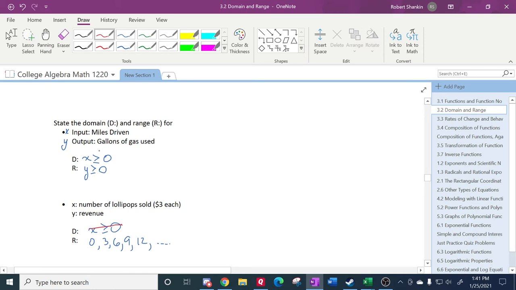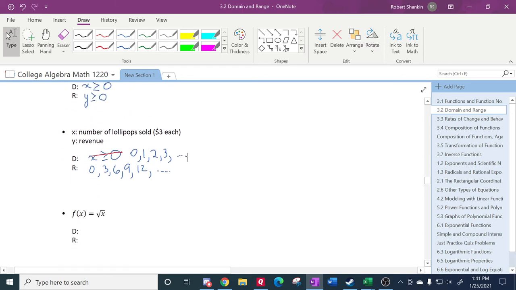this situation is not like the miles driven. Can you drive 2.3 miles? Yes. Can you sell 1.3 lollipops? No. You're going to sell 0, 1, 2, just whole numbers of these. So this situation is fundamentally different. Now both of them might have top-end limits, like you only have so many lollipops and so many gallons of gas in your car. But we can just state it in general like this. Any questions on these two?